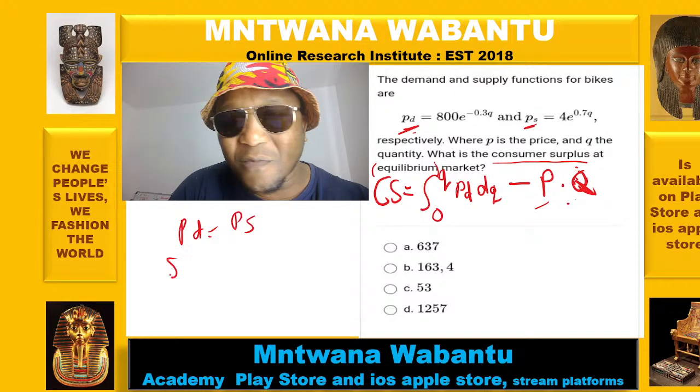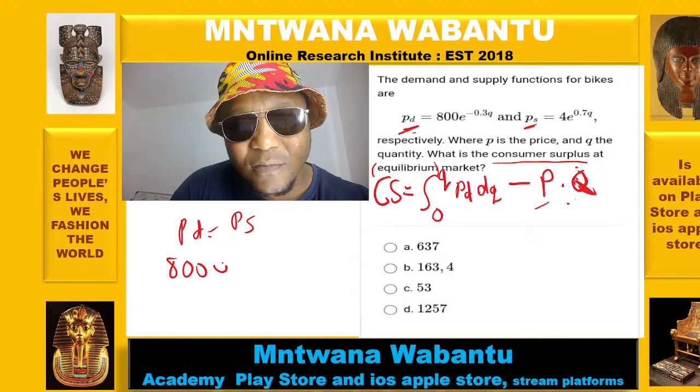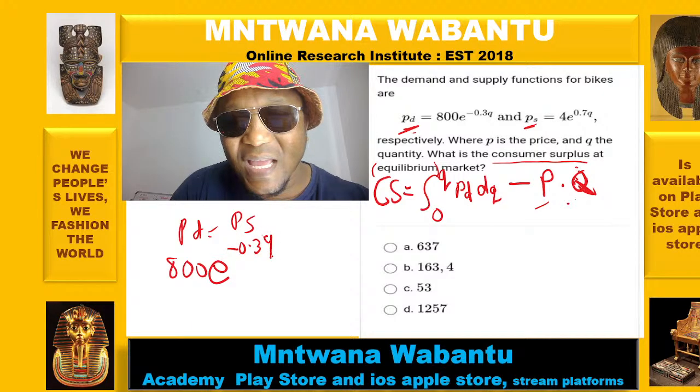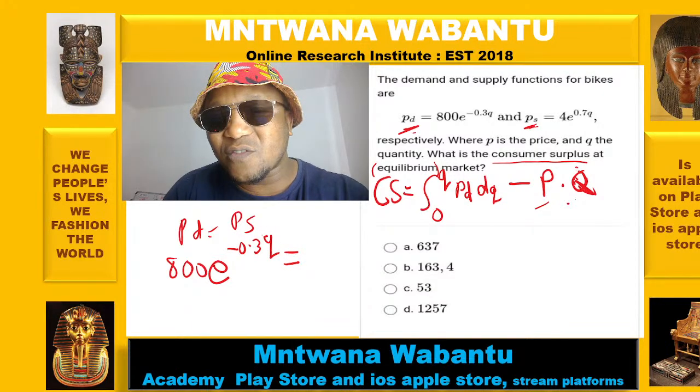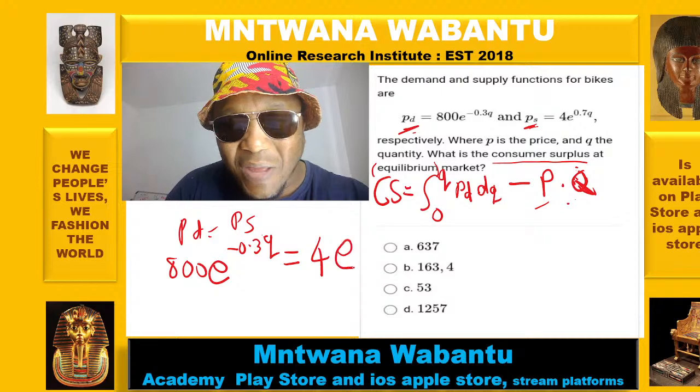What is the price of demand? 800 e to the negative 0.3Q, and that is going to be equal to the price of supply. What is the price of supply? 4 e to the 0.7Q.